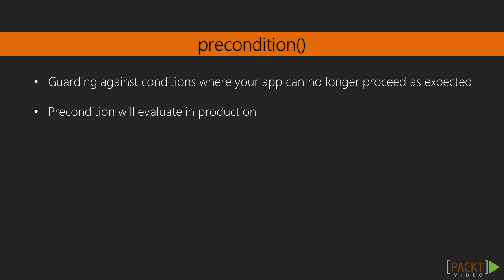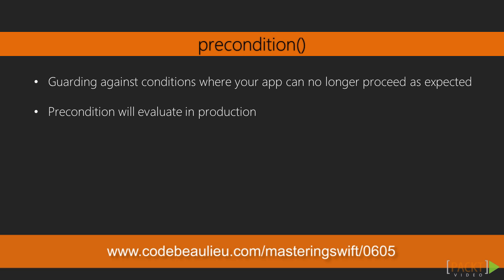You may have noticed that precondition is much like assert. One big difference, however, is that assert is designed for sanity checks during development or testing, while precondition is for guarding against things that, if they occur during the application's lifecycle, would mean that the program can no longer proceed as expected. Another big difference between assert and precondition is that precondition will get evaluated in production. Of course, I'll have some more information about these different assertions on this video's resource page.